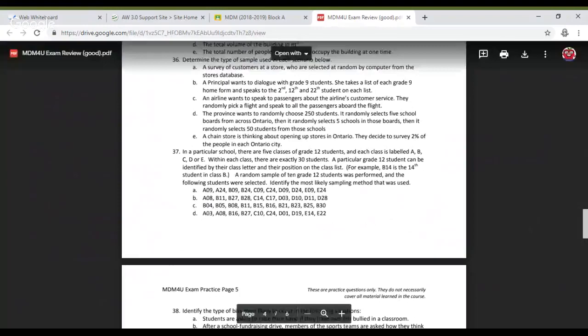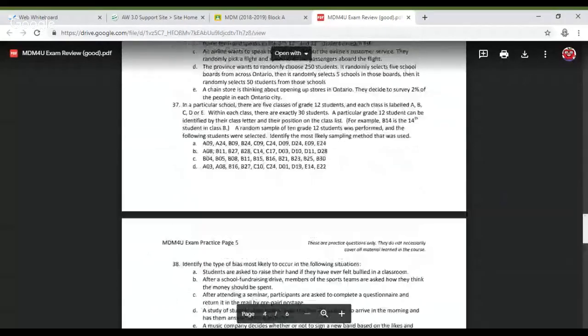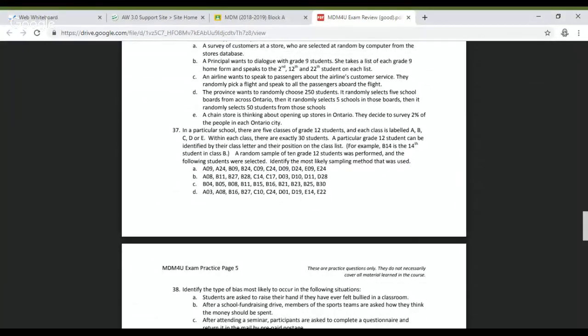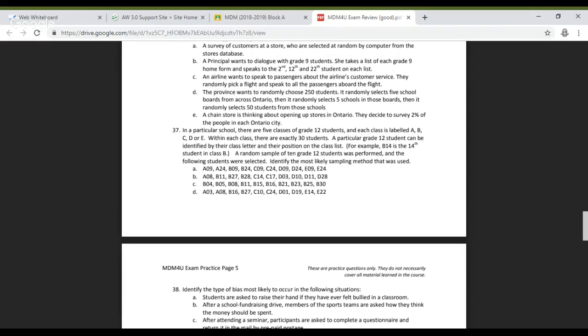In part 1, we're identifying sampling methods, right? So when I look at the list of numbers in part A, I notice that I have A, 9 and 24, B, 9 and 24, C, 9 and 24, D, 9 and 24, E, 9 and 24. That's not going to happen with any sort of completely random thing. There's some structure here. I have the exact same amount from every group, A, B, C, D, E, and I've also taken the exact same person. The only way for that to happen is through systematic random sampling.